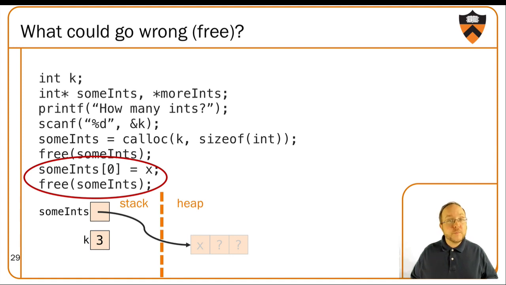In the worst case, sometime in between the free and that some ints of 0 gets x, there's been another malloc or another calloc somewhere, and that memory has now been allocated to some other data structure. And now when we put x in that memory, we are corrupting that data structure. We're overwriting that data structure. That seems bad. The other problem here is that we go and we free this pointer again. A double free, depending on the implementation of malloc, could be harmless or could be catastrophic.